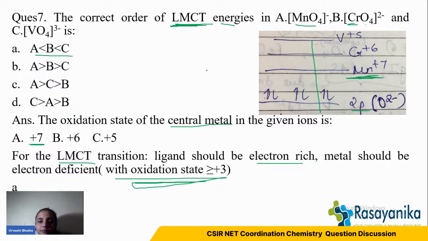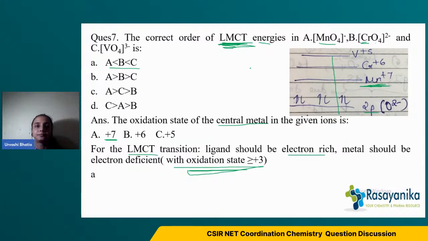And LMCT is very important. Color and spectra are very important from the NET point of view.